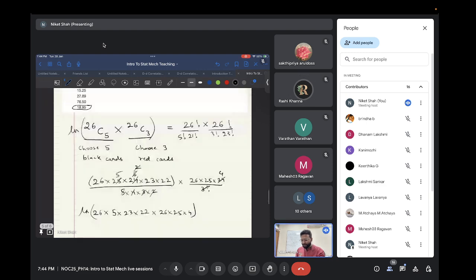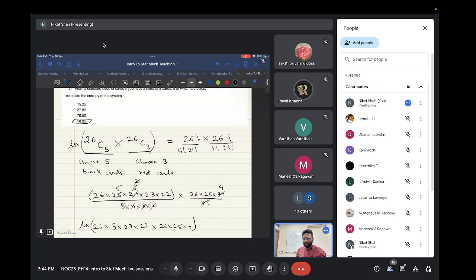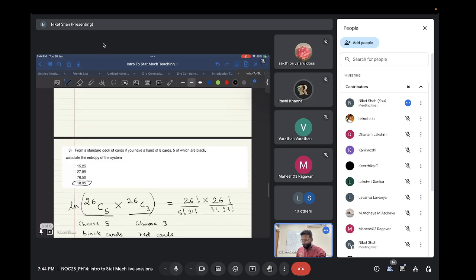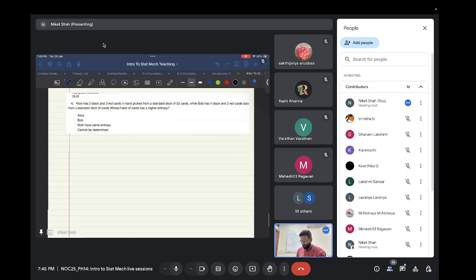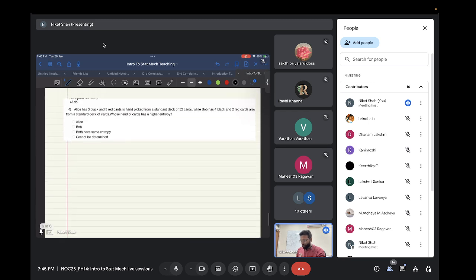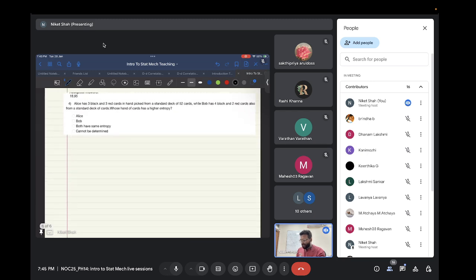Okay, so any doubts in question number three, how the calculation was done? Okay, so moving on to question number four. Alice has three black and three red cards in hand picked from a standard deck of 52 cards, while Bob has four black and two red cards also from a standard deck of cards. Whose hand of cards has a higher entropy?